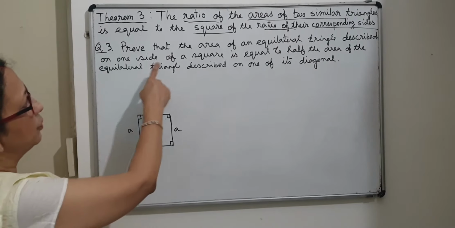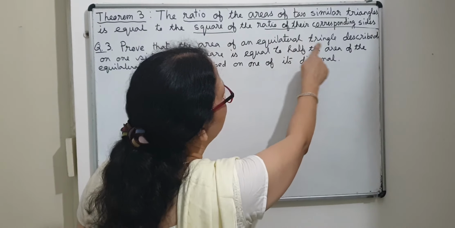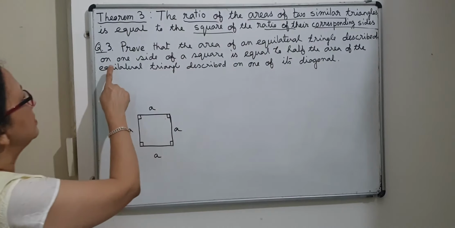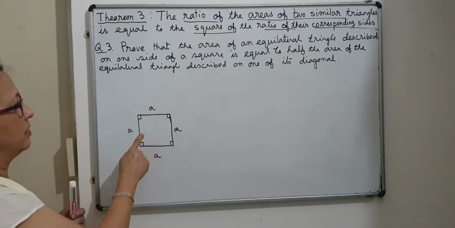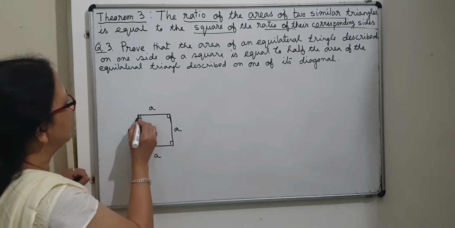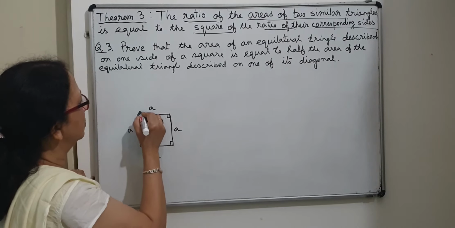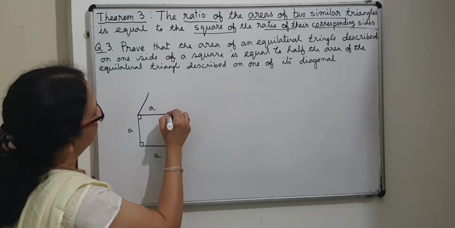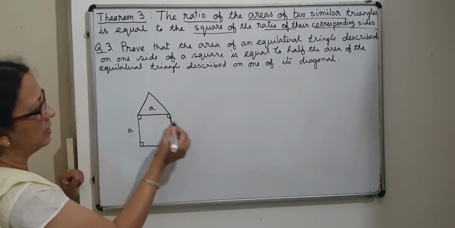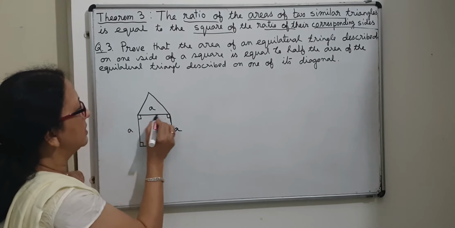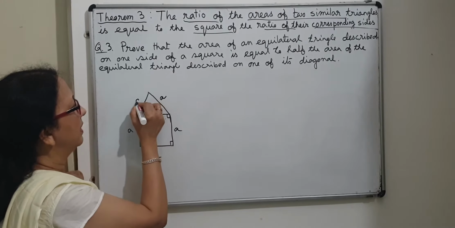Now what you have to prove is that the area of an equilateral triangle described on one side of the square. So let me consider this side. So this is the side, no? So in this way we can describe an equilateral triangle. So this is an equilateral triangle. So this side is a, so this will also have to be a. Okay.